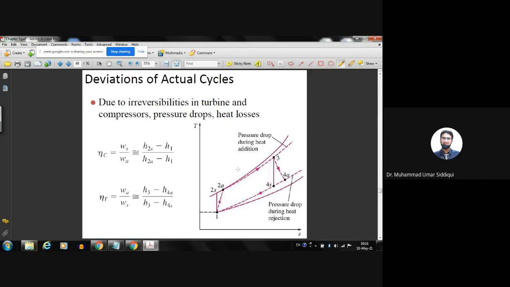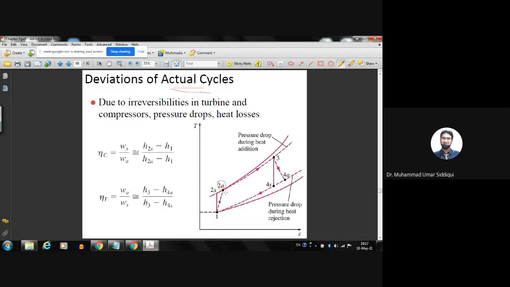So let's talk about the processes. The first process is the compression process. Ideally, on a TS diagram, it should be represented as a vertical line because the entropy should remain the same. But when we talk about the actual cycle, in reality, we will not have a compression process which has no losses at all. So in reality, it will not be an isentropic process, so the entropy is going to increase. So instead of having the process as 1 to 2 or 1 to 2s, we are going to have 1 to 2a as the compression process. The dotted line represents the actual compression.